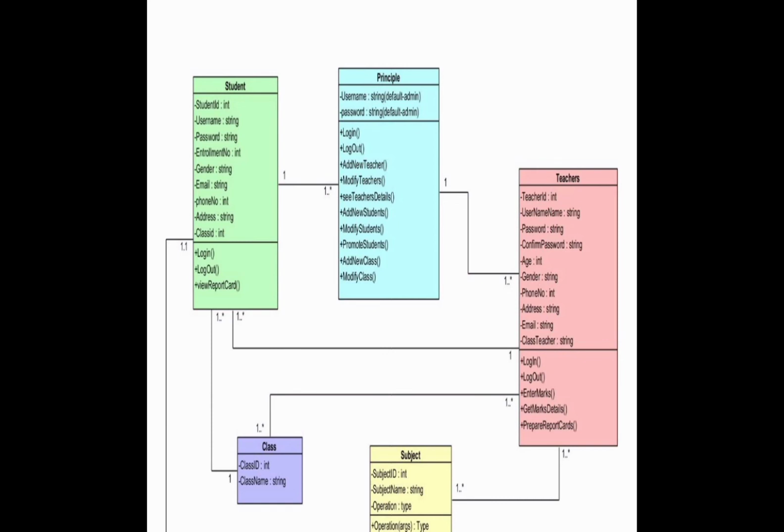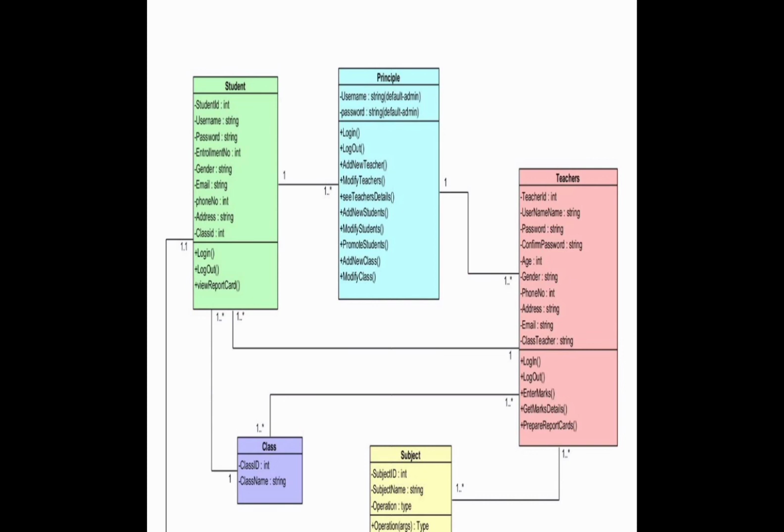I add student, principal, teachers, subject and class tables. I add the student table: student ID, username, password, enrollment number, gender, email, phone number, address, class ID. And also I add the student private operations: login, logout, and view report card.